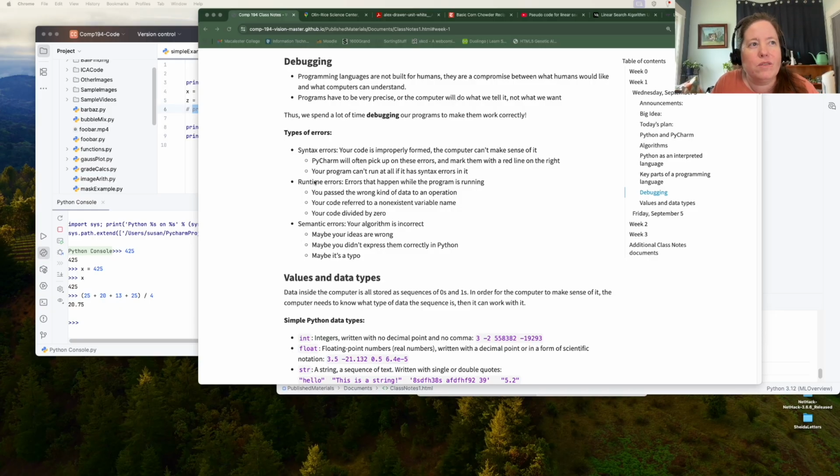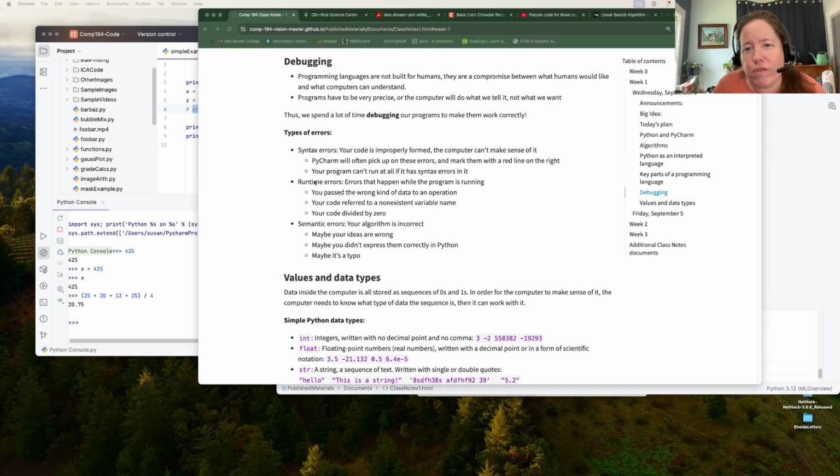Runtime error, this is an error that happens while the program is running. Here I gave three examples of the kinds of things that could be runtime errors. You tried to do an operation with the wrong kind of data. So you were doing division and you passed it a string, and it doesn't know what to do with a string with the division operation. So it gives you an error message.